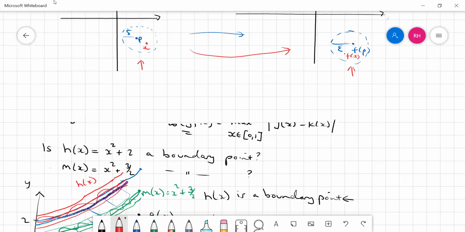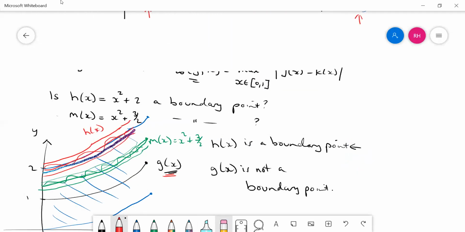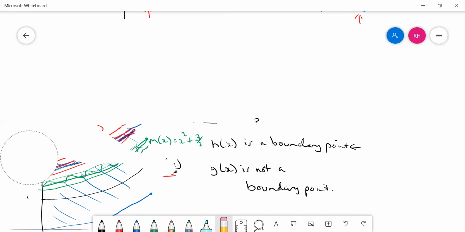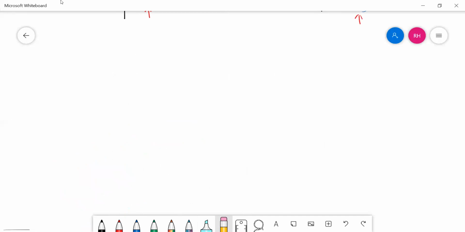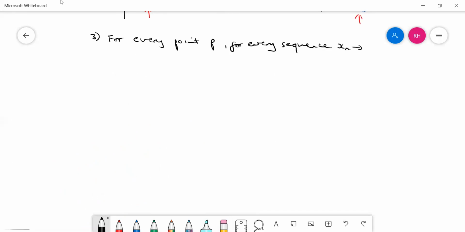Okay, let's go into number 3. I better rub all this out from a previous video. Okay, this is good. This is where I think this is working out pretty nicely. For every point P, for every sequence xn that approaches P, we have f of xn approaches f of P.